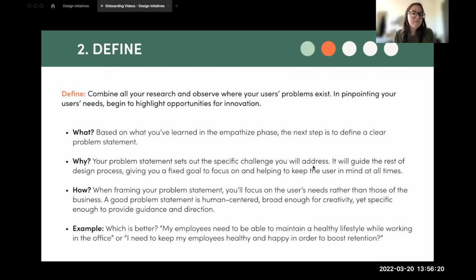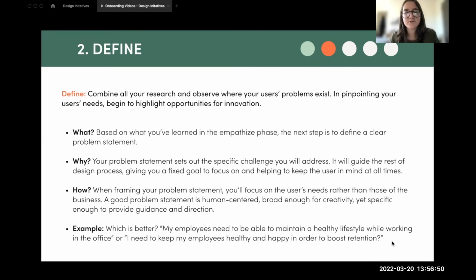So when framing your problem statement, you'll focus on the user's needs rather than those of the business. And a good problem statement is human-centered, broad enough for creativity, yet specific enough to provide guidance and direction. So I have a little quiz for you based on the example that I mentioned. Which is a better problem statement? My employees need to be able to maintain a healthy lifestyle while working in the office, or I need to keep my employees healthy and happy in order to boost retention.